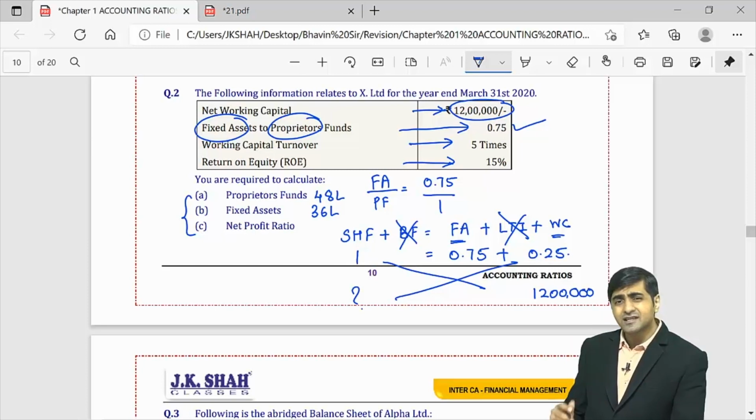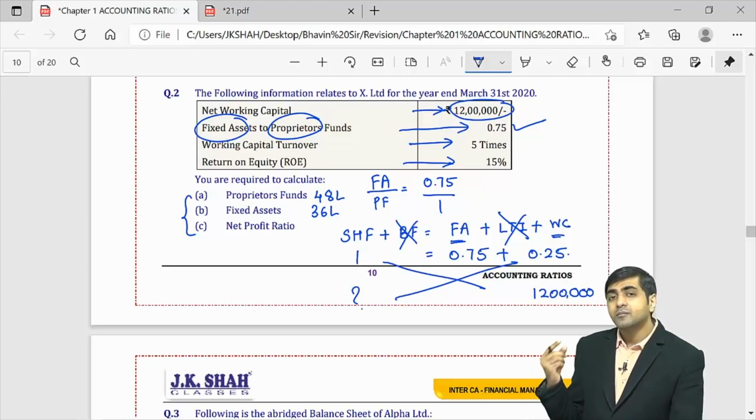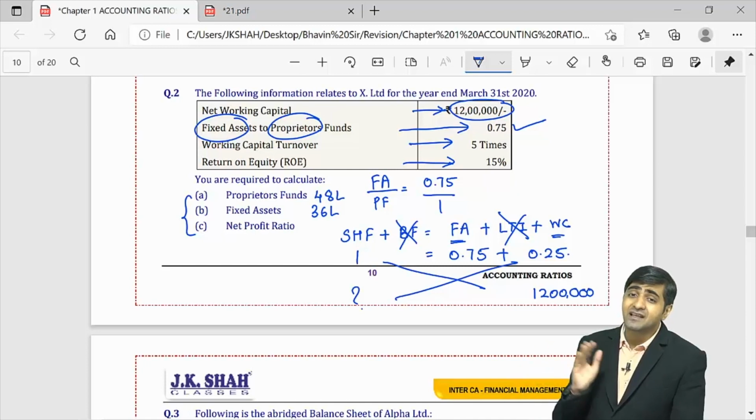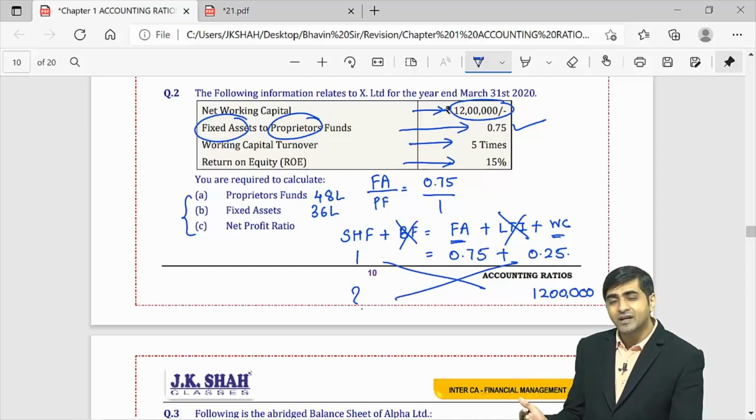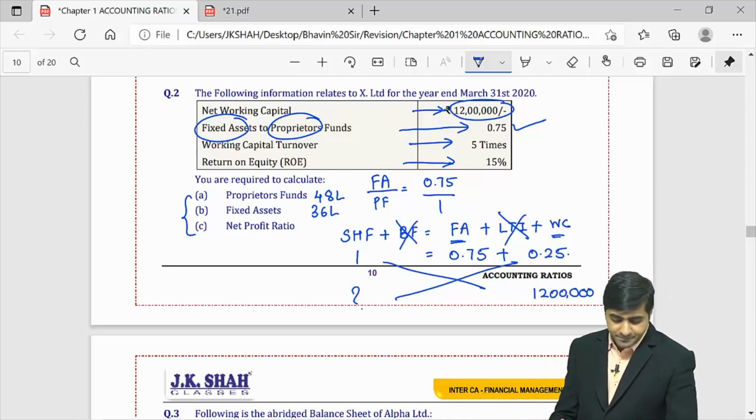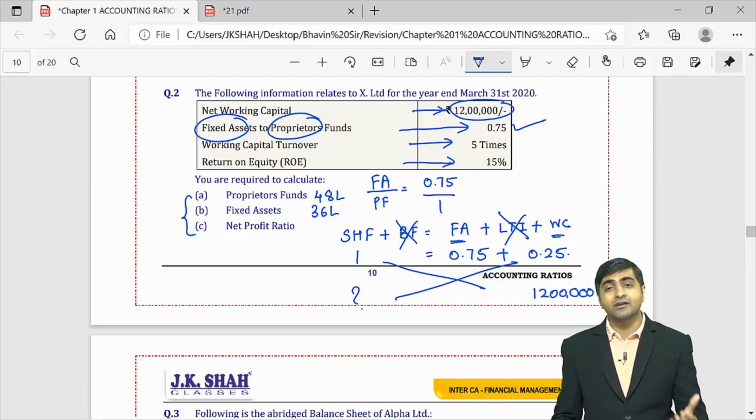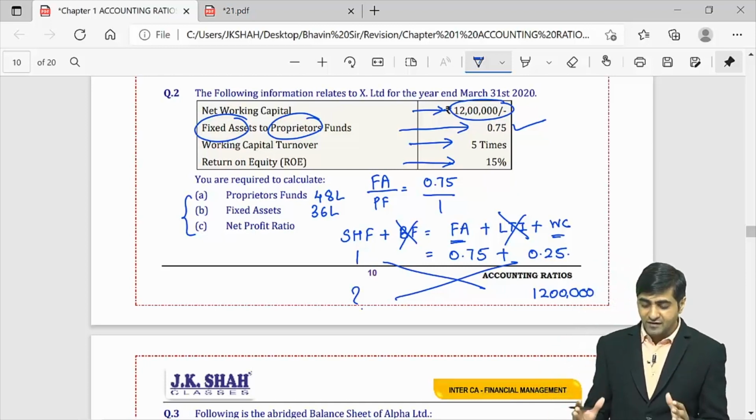Okay, so you can just understand and conclude like this: if fixed assets to proprietors' funds is 75%, so out of 1 rupee of your proprietors' funds, 0.75 gets blocked in your fixed assets, then obviously your balance 25%, or 0.25, will be forming part of your working capital. And then we can gross it up to calculate the total amount of proprietors' funds.